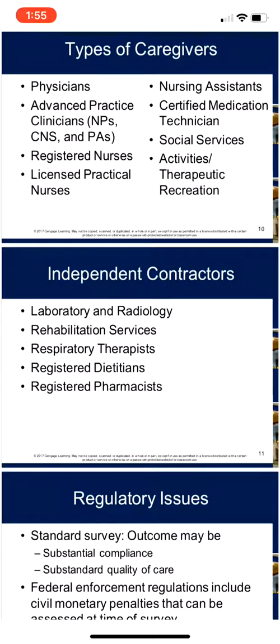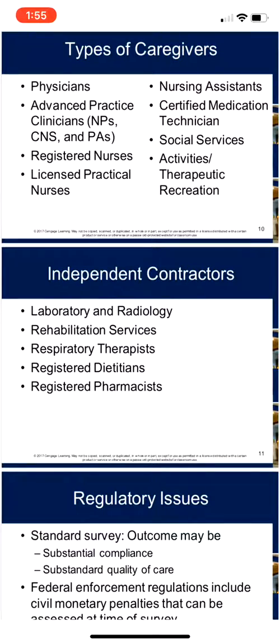All right, so again, be sure to read through that section for your independent contractors. Again, those are your lab and radiology services, your rehab services, respiratory therapy, registered dietitians, and our registered pharmacist.